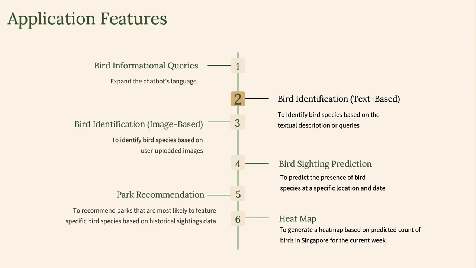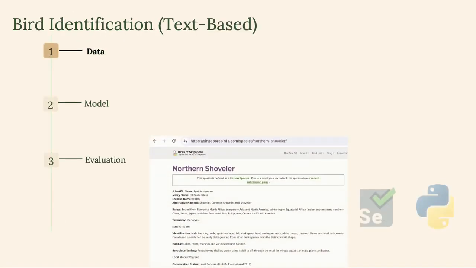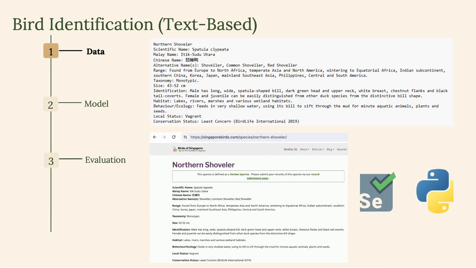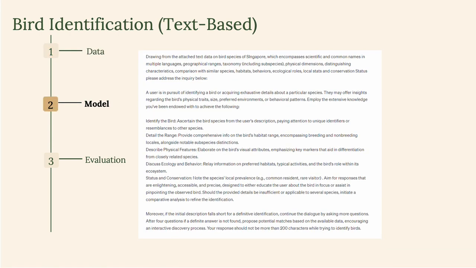Our next feature, text-based bird identification, enables users to identify birds by entering textual descriptions or specific queries. We are making use of the same data used for bird informational queries explained earlier. The text-based bird identification model, using OpenAI's GPT-4 Turbo, handles inquiries about bird species.